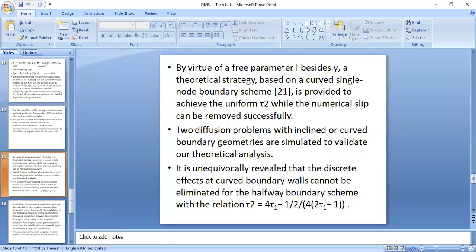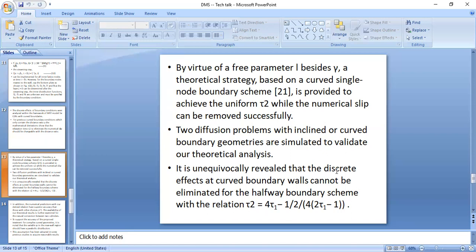By virtue of free parameter L besides γ, a theoretical strategy based on a curved single node boundary scheme is provided to achieve the uniform τ_2 while the numerical slip can be removed successfully. Two different problems with inclined or curved boundary geometries are simulated to validate our theoretical analysis.